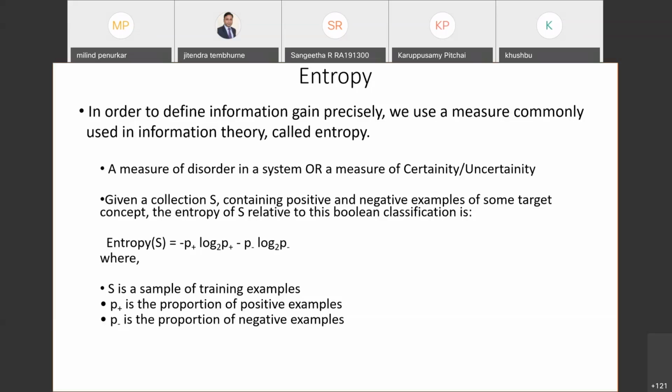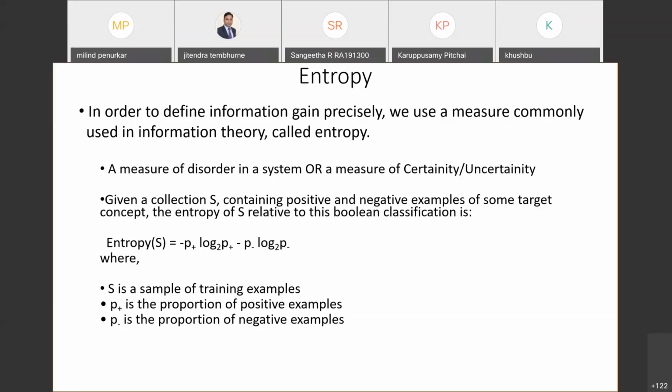So given a collection S of examples containing positive and negative examples of some target concept, the entropy of S relative to this Boolean classification, please note that I am considering the classification only as Boolean. It could go further with real valued attributes as well, where we take the summation of all those probabilities and take the average. But here, since I'm interested in the Boolean classification, for simplicity, entropy of S equals minus p plus log2 p plus, minus p minus log2 p minus.